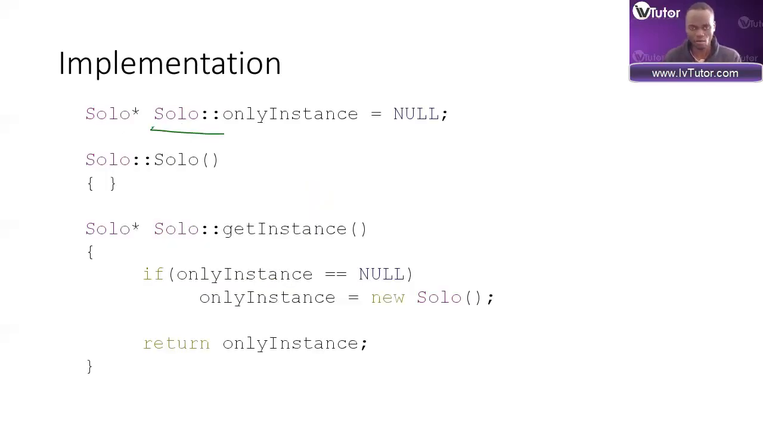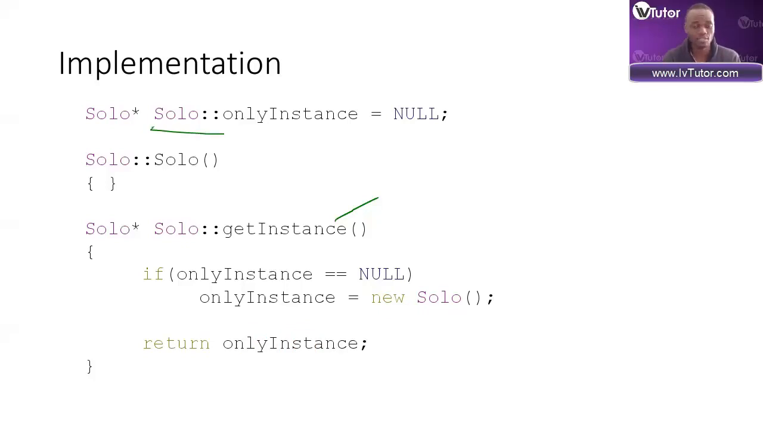And now, implementing your get instance, it's very simple logic. Check if the instance has been initialized yet. If not, let's make a new instance of Solo and let's keep it in this pointer. And let's return it. If it has been initialized, the second time we call this function, this obviously will fail, so it will skip this and it will just return that instance. So it's very simple logic to remember.